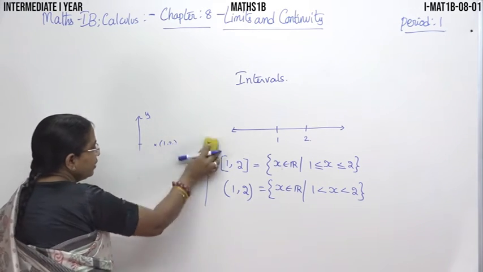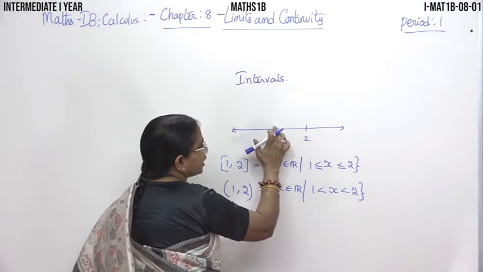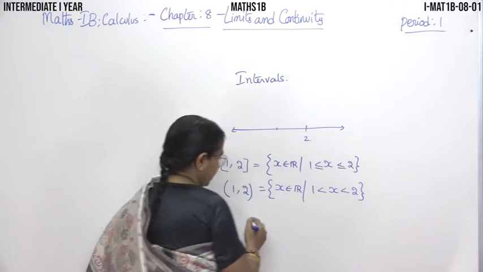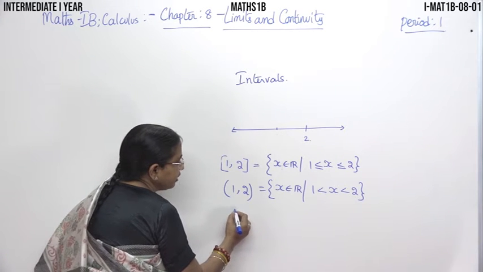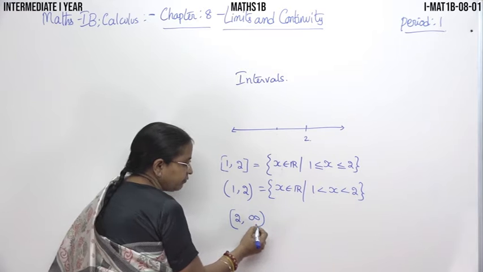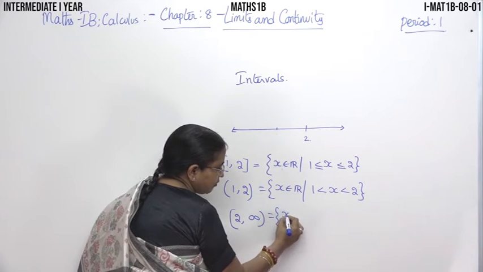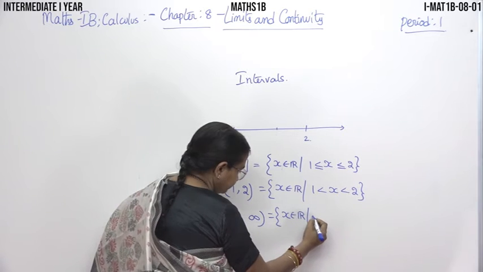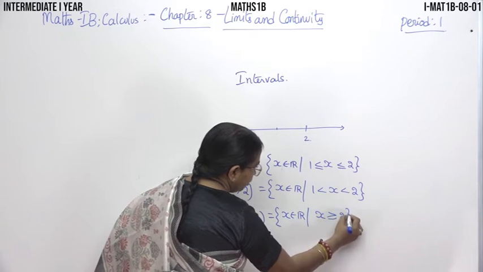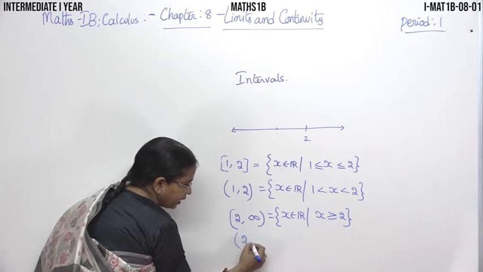Understand the difference. Okay, now suppose that I need all the real numbers which are greater than 2. That means it is from 2 to infinity. Then we write like this. If I include 2, we should write closed brackets: [2, ∞). On the infinity side we should always write open brackets. So this is the set of all real numbers such that x is greater than or equal to 2, because you are writing closed brackets.